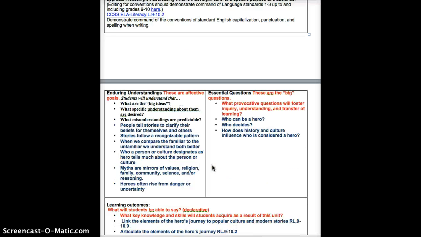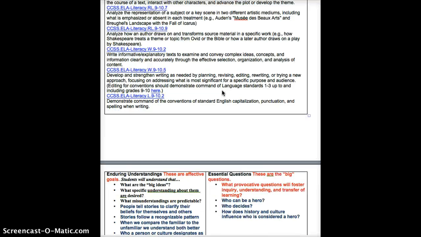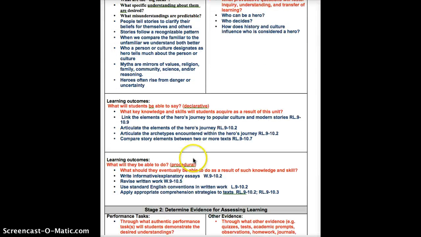I'm going to take you back up to 10.2. Write informative explanatory essays, text to examine and convey complex ideas, concepts, and information clearly and accurately through the effective selection, organization, and analysis of content. So that's a lot of stuff going on in there, but this is what students do when they write these kinds of essays. I want them to be able to revise their written work.